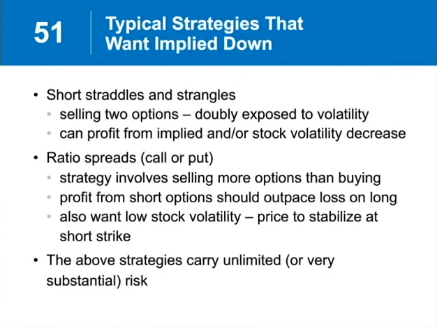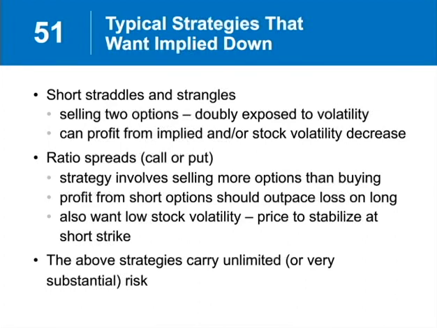Strategies that want implied down. Well, again, from a common sense point of view, strategies that typically would be net short options, or certainly strategies that are short vega. In our examples here, we're talking about short option strategies. So the short straddle, which we talked about, the short strangle, of course, we're net short options. So if implieds come in, we're going to make money.